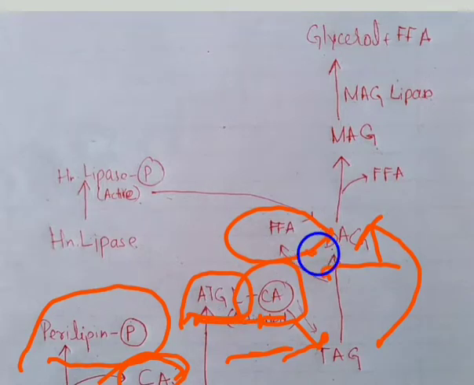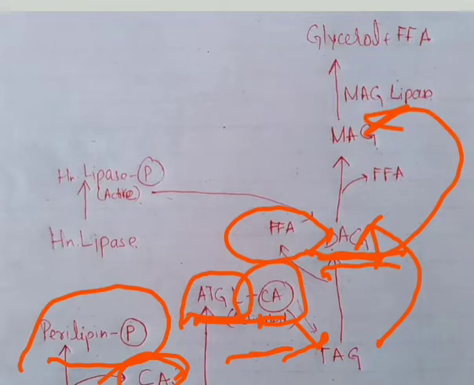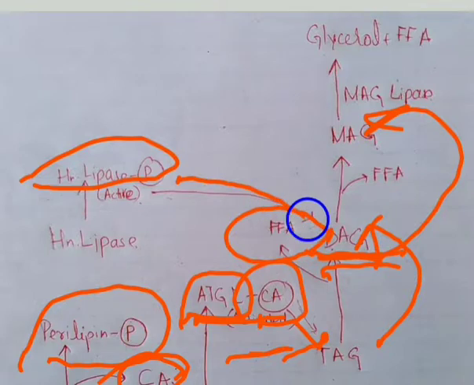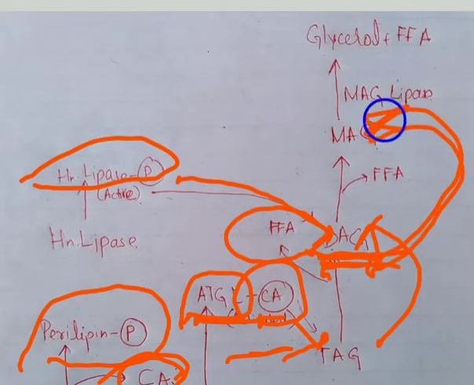So for the conversion of diacylglyceride to the monoacylglyceride, we have this second activated form. This comes and converts the diacylglyceride to the monoacylglyceride. So how is it converted? By the removal of one more fatty acid. Then with the help of the enzyme monoacylglyceride lipase, it is converted into glycerol and free fatty acid.